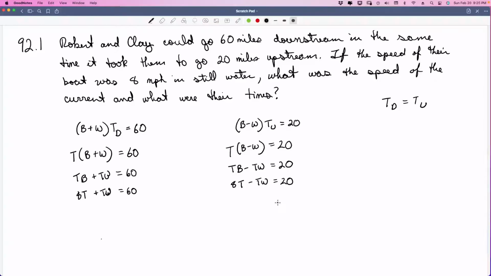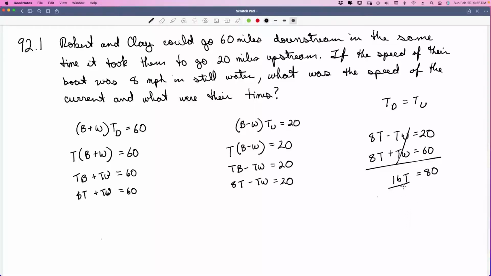When you have these two variable problems, the easiest way to take care of them is to solve them with either substitution or elimination. We're going to use elimination since we have a plus TW and a minus TW. That's going to be the easiest way to do that. So I'm going to rewrite those over here: 8T minus TW is equal to 20, and 8T plus TW is equal to 60. When we combine those to eliminate, we get 16T is equal to 80.